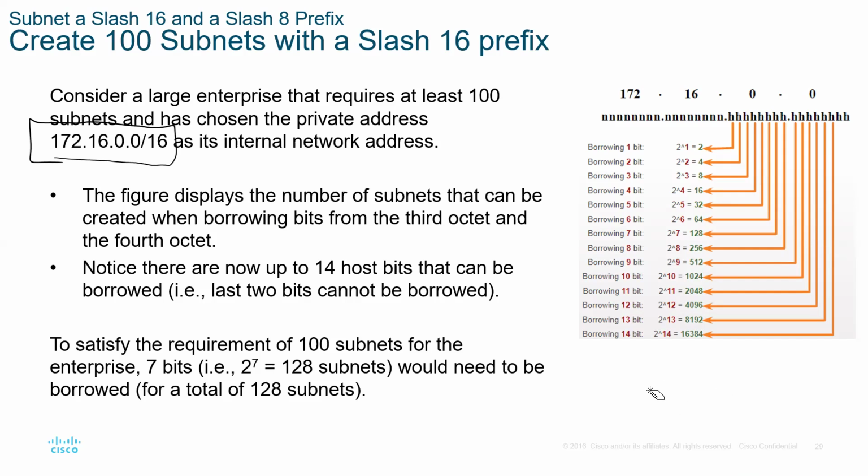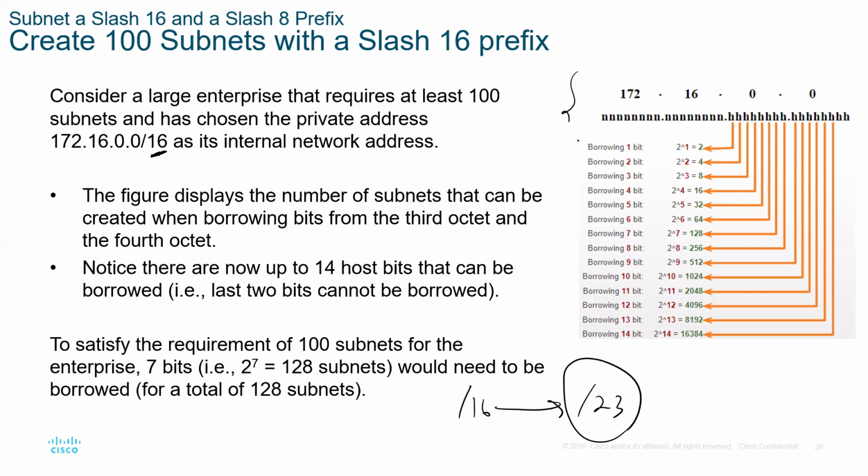There is no 6.5 bits. That's why we're borrowing 7. If I borrow 7 bits, it will mean I'll change my network from a /16 to a /23. 16 plus 7 is 23. My new network will become a /23, meaning I've borrowed 7 bits from the host portion. Since I've borrowed 7 bits, how many bits are left? I have 9 bits left.